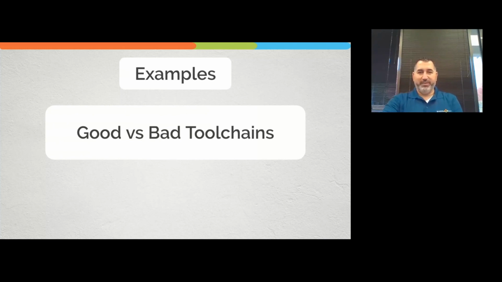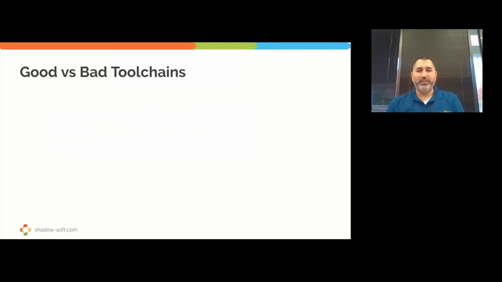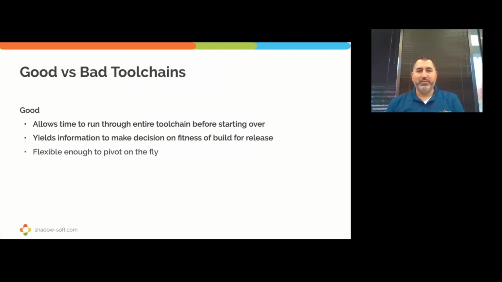So here we go. After we have our tools, there's always some standards for good tool chains and bad tool chains. So here are some really high-level principles. Good tool chains allow me to do what I need to do in an amount of time, right? So if I want to have an automated build and then run through automated testing and get a potential build that can be releasable, I need to have enough time to run through the entire tool chain before I start over.